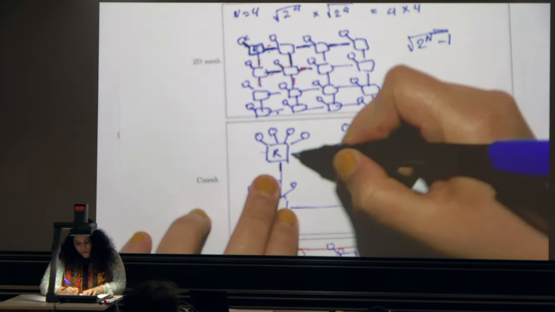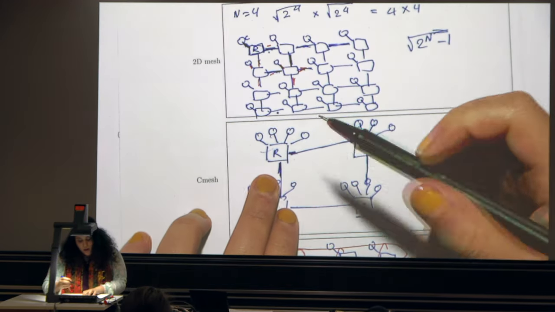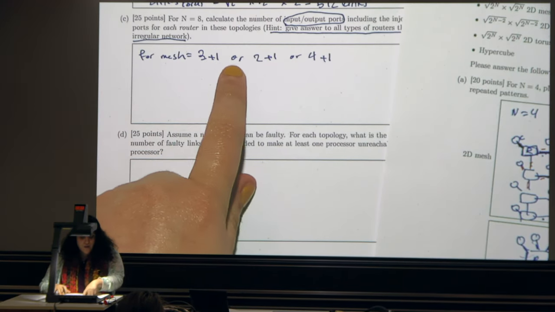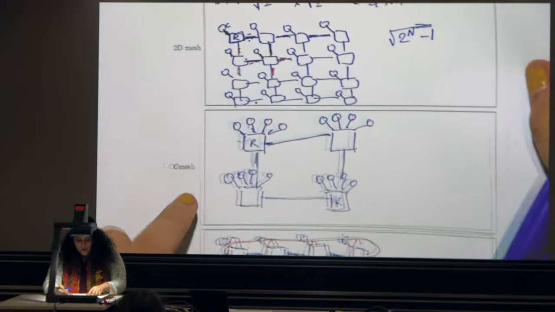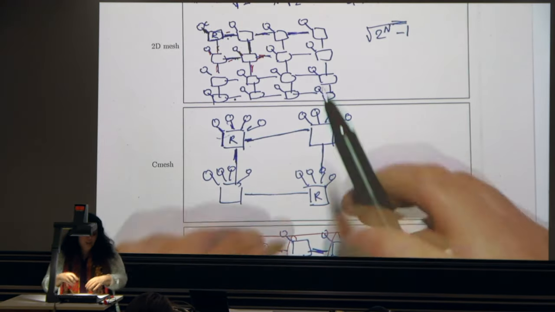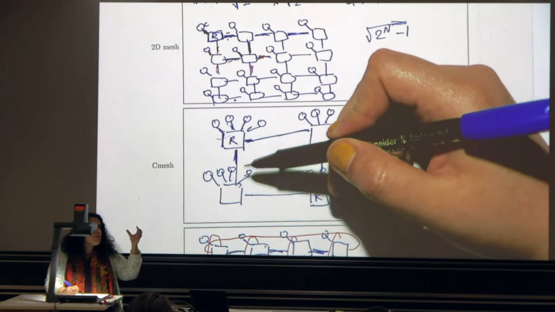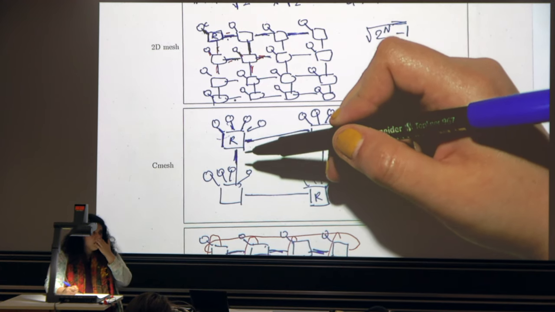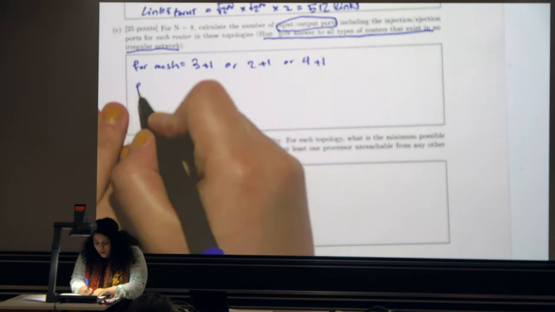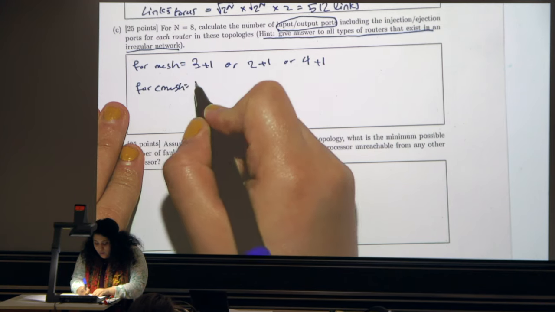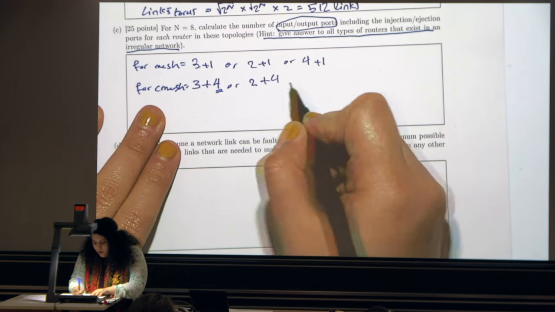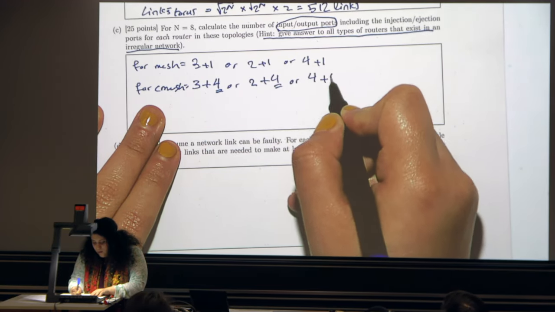So here for a concentrated mesh, we will have 4 already added. So instead of this plus 1 thing that we added, we need to have plus 4. So here we will see all the routers look the same, but if your n is 8, then you would scale up in a mesh, and it would look like a mesh of routers that each connect to 4 more input-output ports for cores, right? So again, the solution for C mesh would be C plus 4, or 3 plus 4, or 2 plus 4, or 4 plus 4.